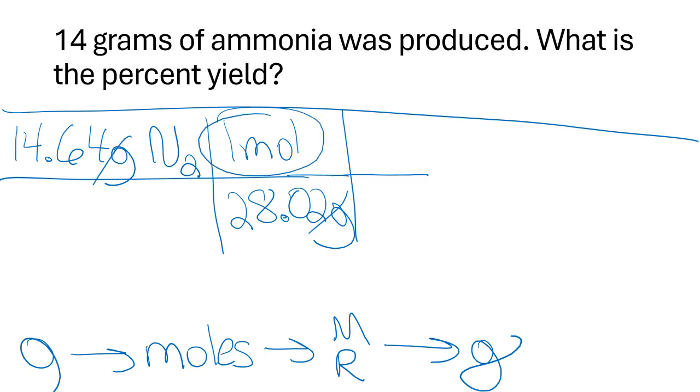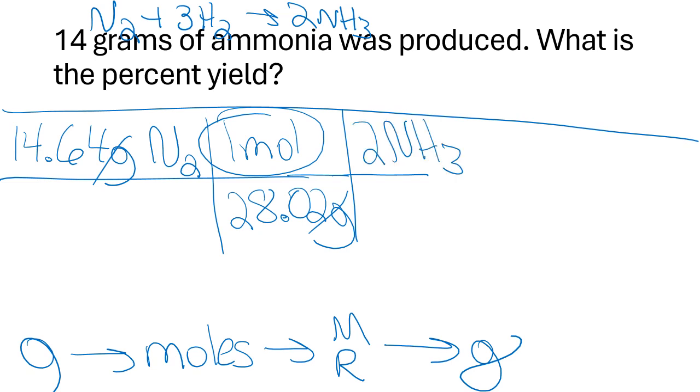Now we have to do mole ratio. So the reaction is nitrogen plus 3 moles of hydrogen forms 2 moles of ammonia. We want to know how much ammonia we can make. Moles of what we want, 2 NH3s, over the mole ratio of what we have, which is 1. And those cancel out, or even if it doesn't cancel out, just remember grams to moles to mole ratio to grams. Mole ratio is what you want, or the product, over what you have.